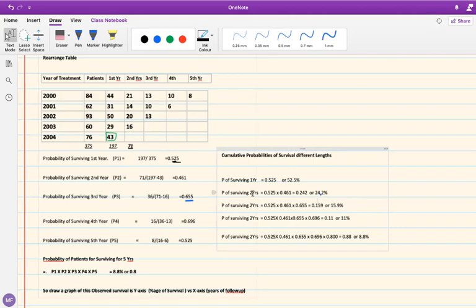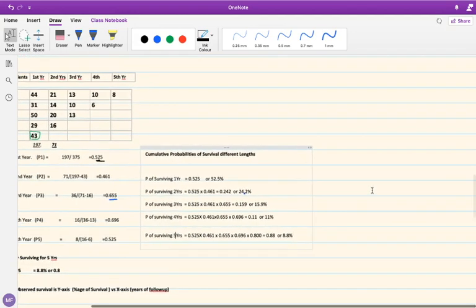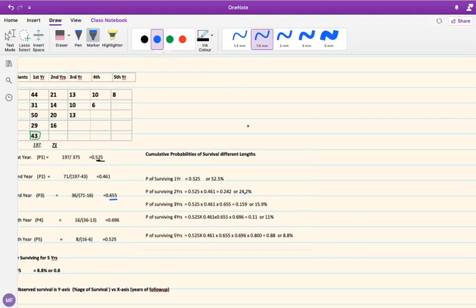This is the percentage survival value, and I am making some corrections simultaneously. So the cumulative value for 5-year survival: the individuals who survived out of 375 patients for 5 years, the probability is 8.8%. Based on this observation, and this is hypothetical data for patients treated from 2000 to 2004, the graph should be made somewhat like this. I have tried to make it simpler for you.